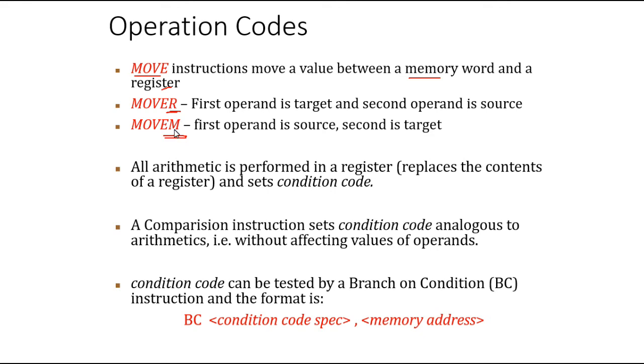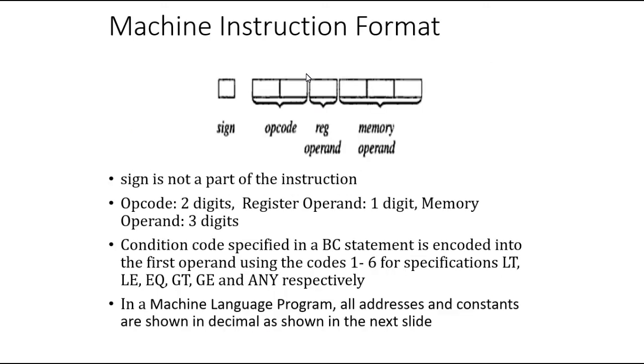All arithmetic is performed in the registers. Mostly it is in the accumulator, and it replaces the contents of the register. And we have some conditional codes too, conditional codes and branching, and that needs its performance later. Some verification is to take place before the addition or subtraction is done. We have comparison and branching.